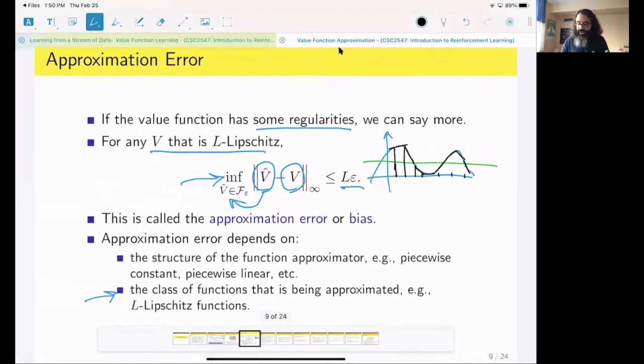And we can think about other function approximator classes, like higher degree polynomials, still piecewise. Or we can think about, say, a deep neural network. Each of them has different approximation capabilities, and that's essentially what this approximation error depends on: the function approximator and the function class that we want to approximate. Are there any questions so far?